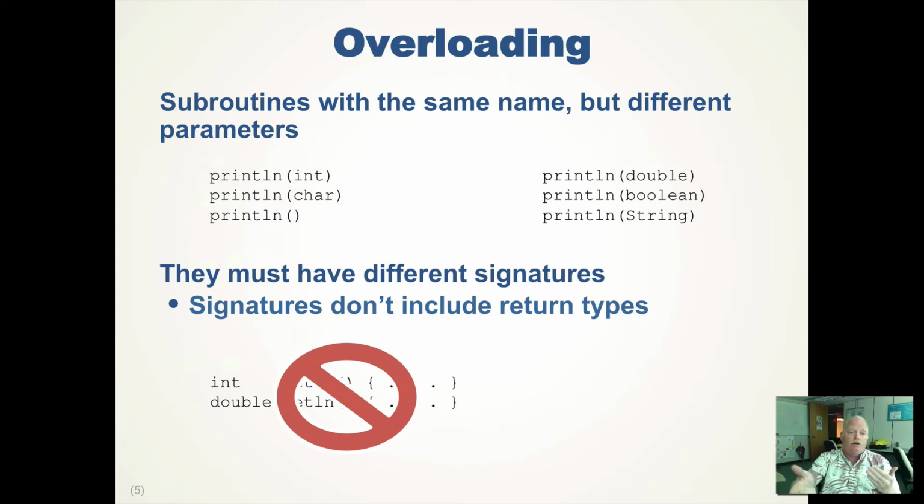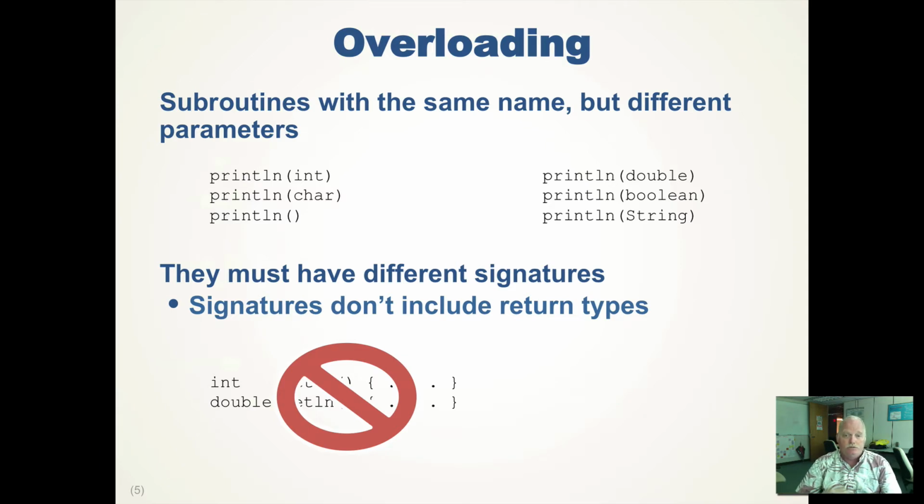Now, why would we want to overload them? Well, why have the same name? Why not say println int, println char? Well, doesn't it make more sense to say, I just want to print line this thing, and I don't want to have to remember, is it int or capital Int or Integer or whatever. It's just print line. That's what I'm trying to do. I'm printing out this thing, and I want a new line at the end of it.